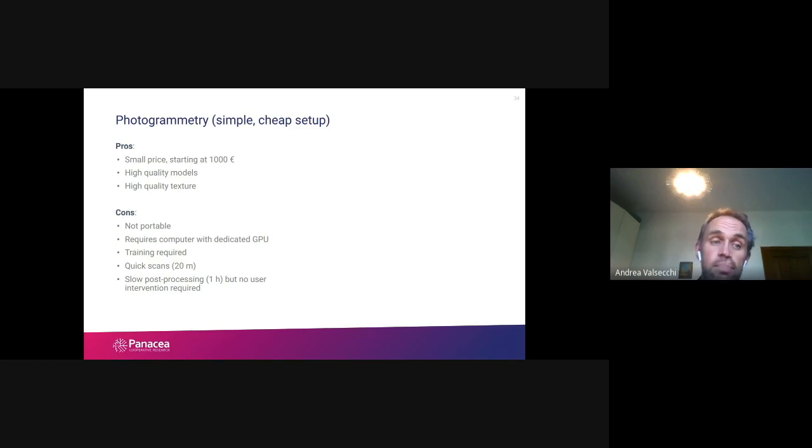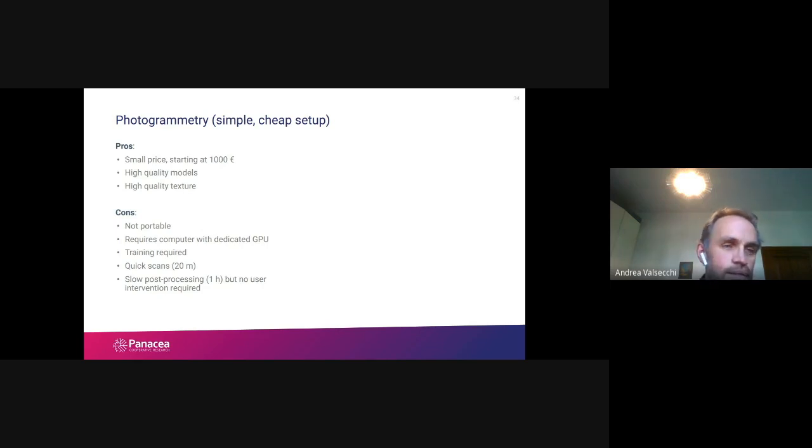After that, the post-processing is long. Well, maybe 1 hour, for instance. You don't need to work on the computer, but you need to leave the computer working, which can be a problem when you need to scan a lot of bones, or you make a mistake, and on top of the time you wasted taking pictures, now you left your computer running for 1 hour, and you need to start over, right?